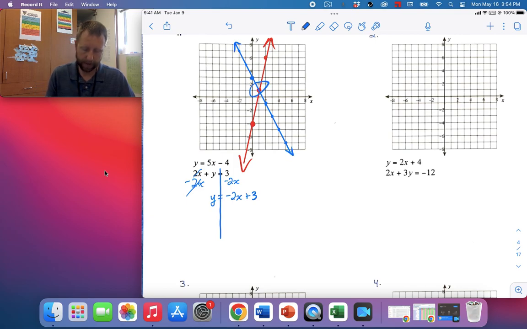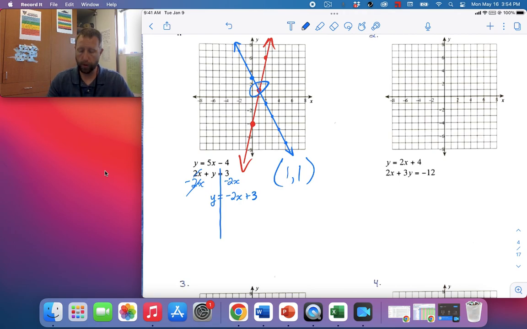And you guys can see the place that they intersect is right there. Don't forget to write out the solution. Don't do all of this work and then not get credit for it. Actually write out the solution. The solution is that point, and that point is at (1, 1).